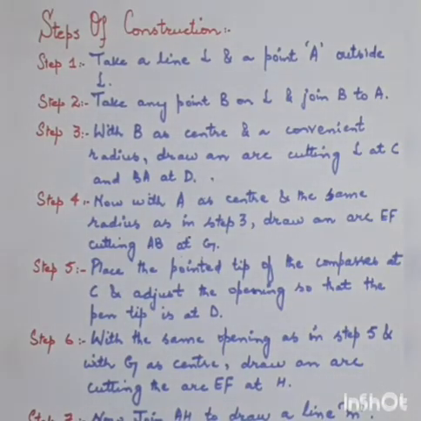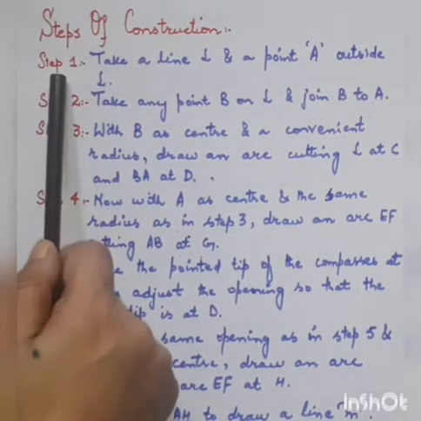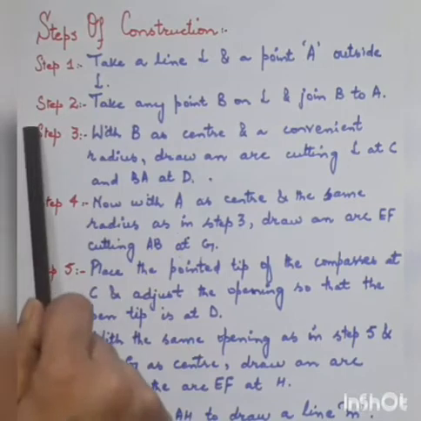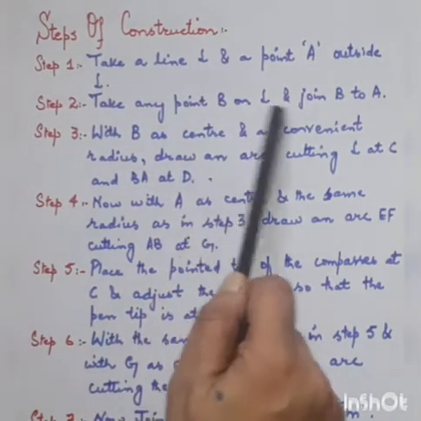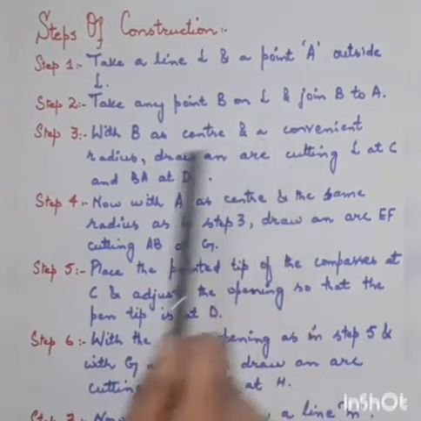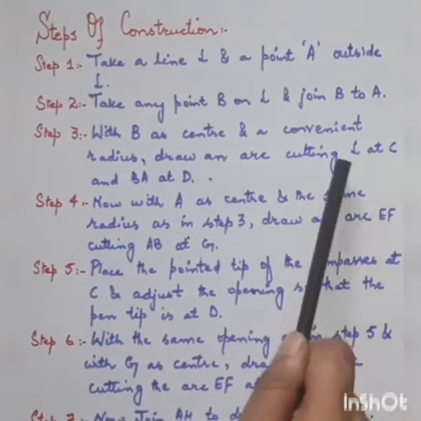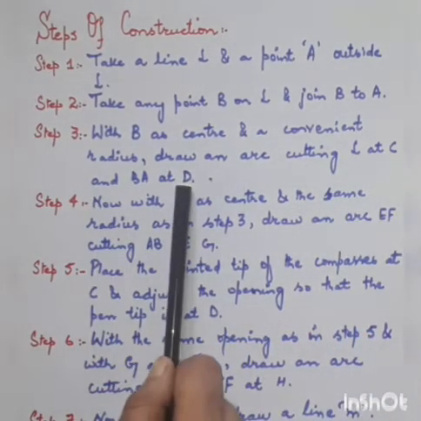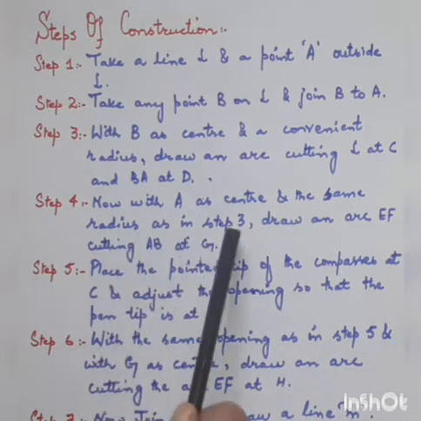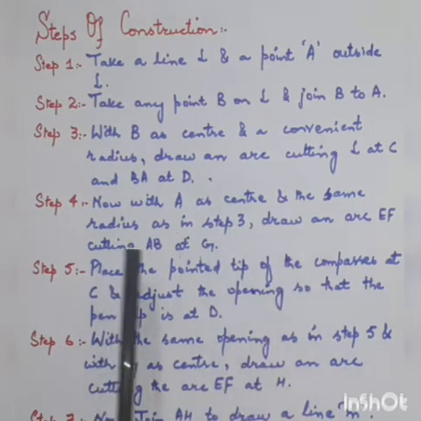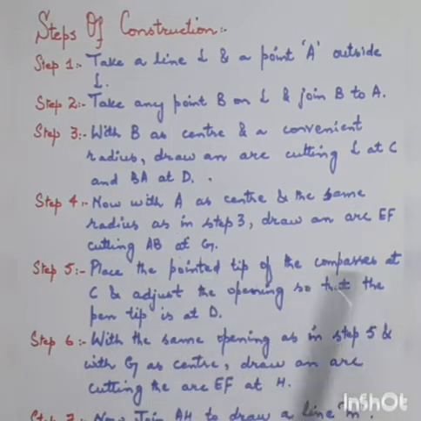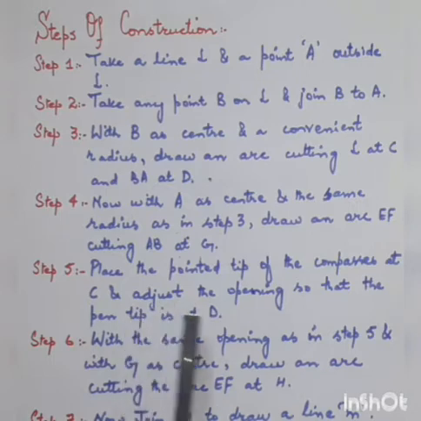Now students, you can write the steps of construction like this. Step 1 is take a line L and a point A outside L. Then step 2 is take any point B on L and join B to A. Then step 3 is with B as center and a convenient radius, draw an arc cutting line L at C and BA at D. Then step 4 is, now with A as center and the same radius as in step 3, draw an arc EF cutting AB at G. Then step 5 is, place the pointed tip of the compasses at C and adjust the opening so that the pen tip is at D.